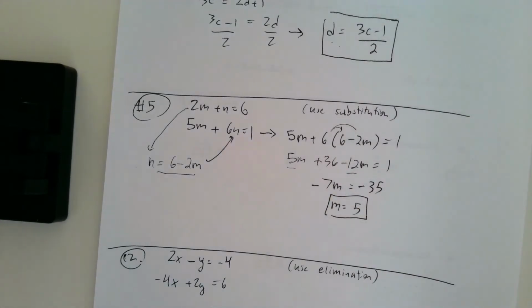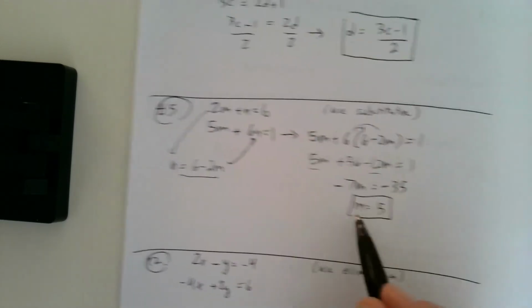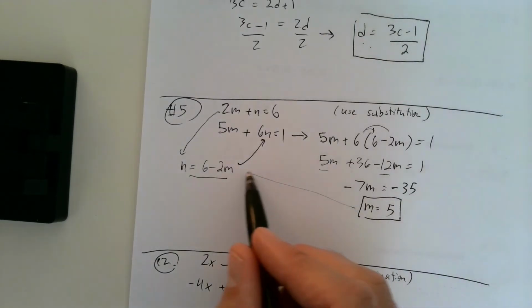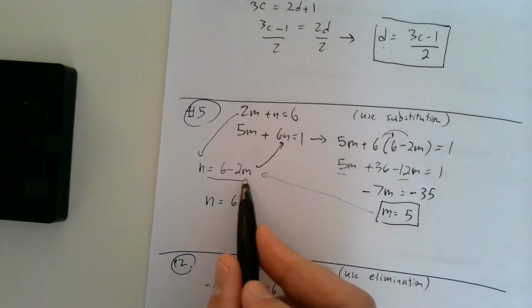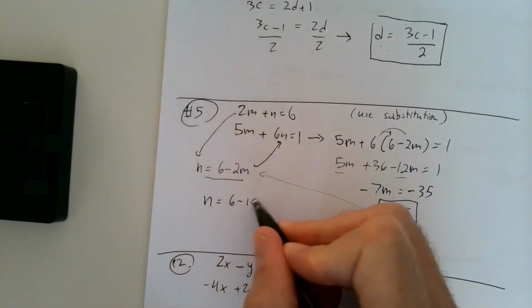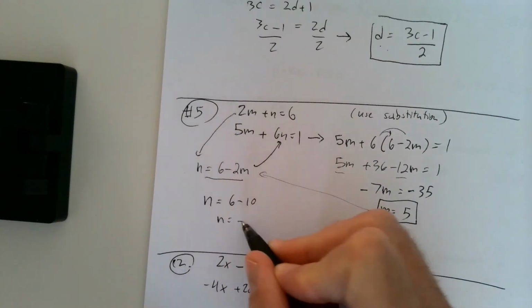Okay, I had some students stop right there. Be really careful because we need to solve for both m and n. So now what I'm going to do is just plug that in over here. n equals 6 minus 10, which means I get a negative 4.